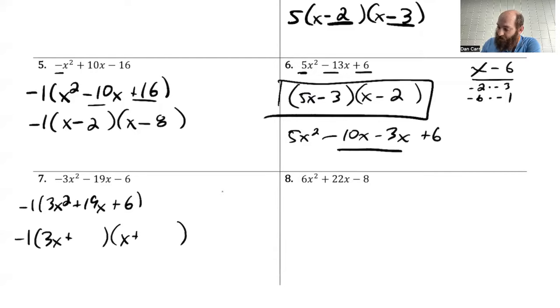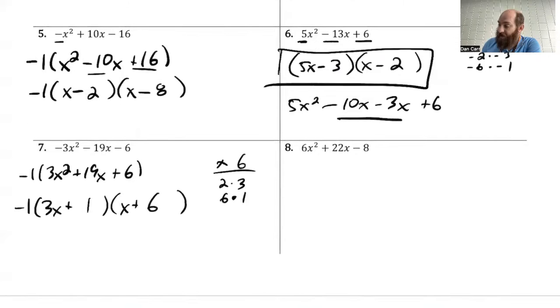From there, multiplying to 6, I got a 19 in the middle. So let's see here. What multiplies to 6? We got 2 times 3 and 6 times 1. If I put a 6 here and a 1 here, this should work. Okay, so 3x plus 1 and x plus 6. And again, I'm going to go ahead and do a quick distribution here to make sure that does work out to this right here. Okay, so that's 3x squared, +18x, +1x, +6. Put these together, and yes, it does work out.